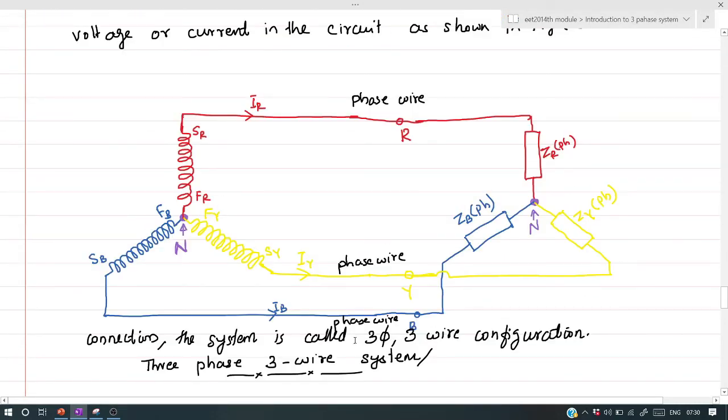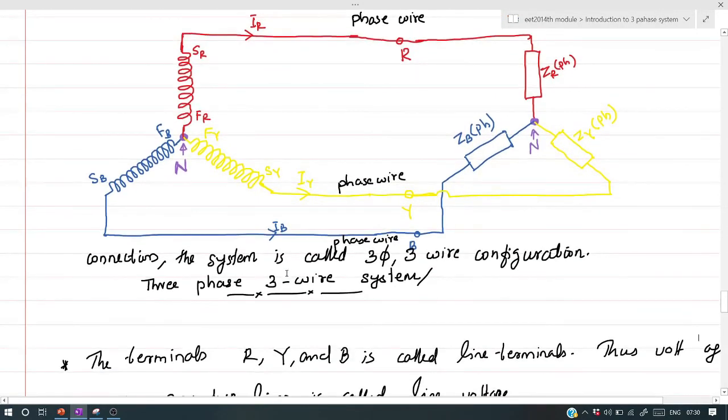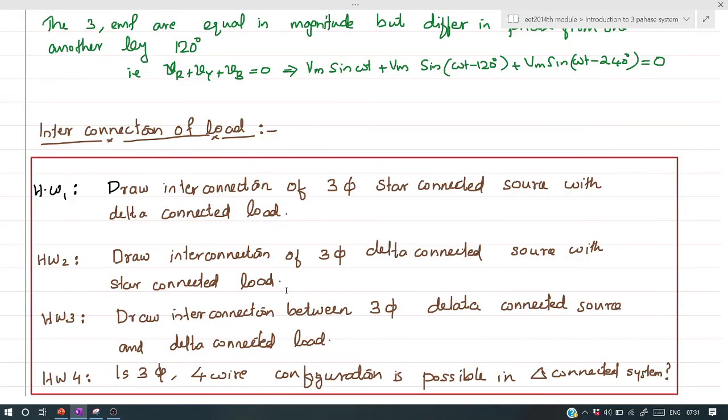I am giving some work to you. You need to draw different source and load arrangements in star connected and delta connected configuration. So please draw these interconnection configurations. First one is to draw the interconnection of a three-phase star connected source with a delta connected load. Next, draw the interconnection of a three-phase delta connected source with a star connected load. Next, draw the interconnection between a three-phase delta connected source and a delta connected load.